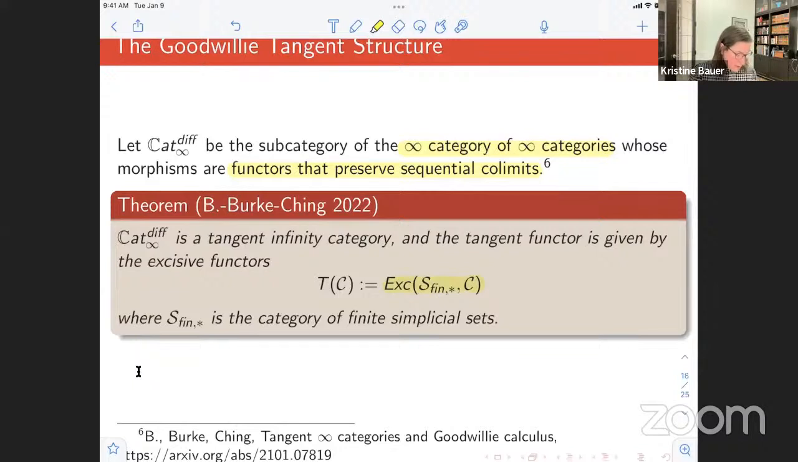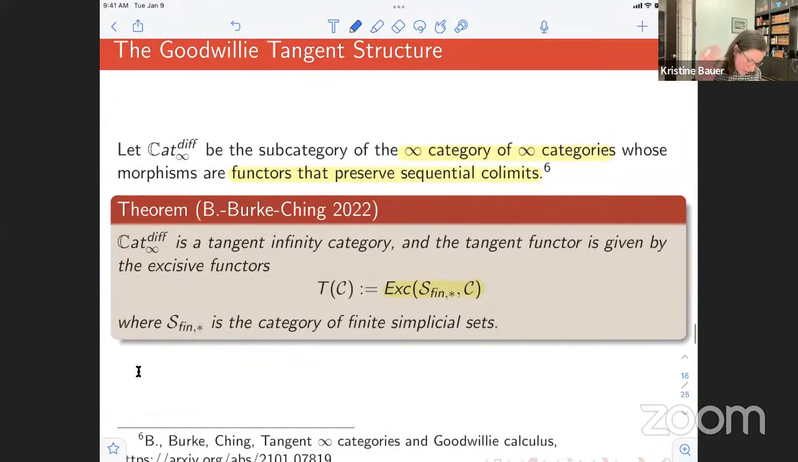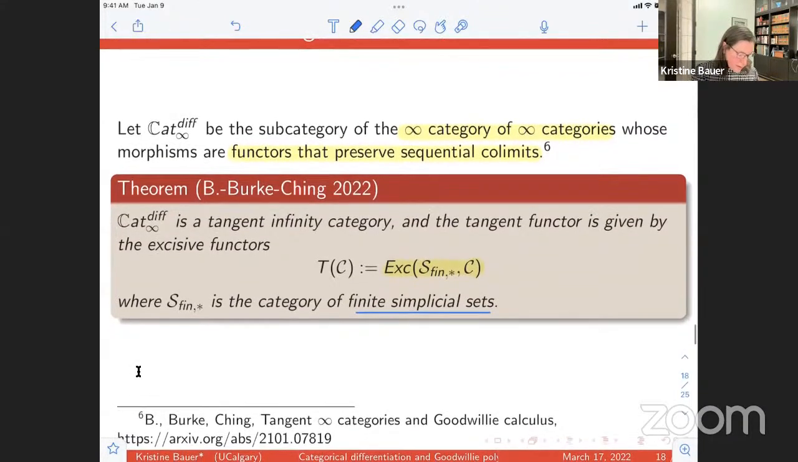So if I want to show that that C is my infinity category, which is acting like a manifold, I need to tell you what the tangent bundle is for the category C. The tangent bundle is given by the excisive functors from essentially the category of finite simplicial sets into the category C. Okay, so this is hard to write down without telling you all of the things that are in here, but it would be a second talk for me to explain it all.